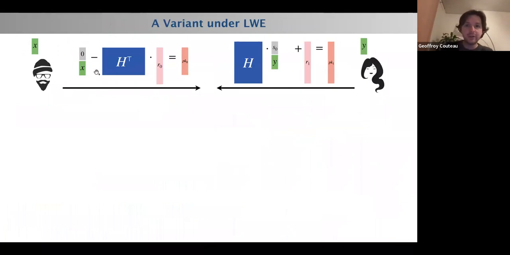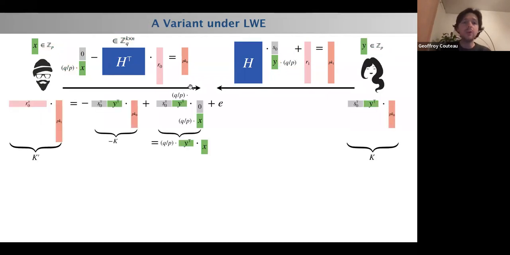So we start again from this Alekhnovich-based inner product protocol, and we convert it to be an LWE-based protocol. So we now have X over Z_P. The matrix is over some ring Z_Q, and we scale the X and Y by Q over P. And now when you open up everything, you have the same thing as before, except that this thing here has been scaled by a Q over P. Actually, probably only one of them should have been scaled, whatever.